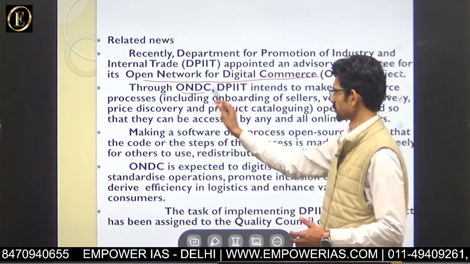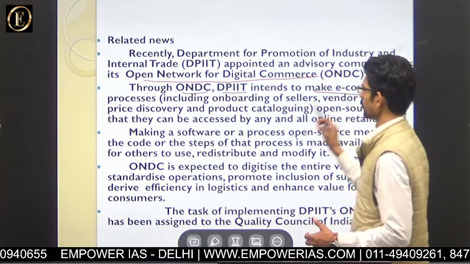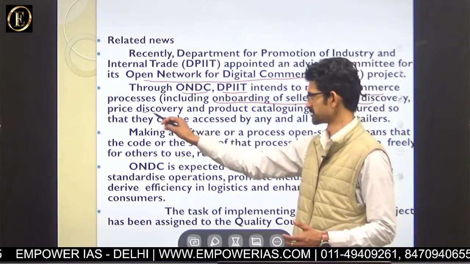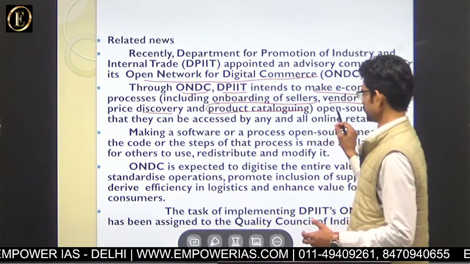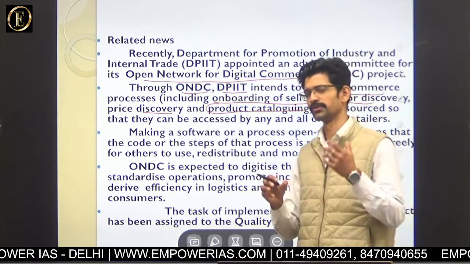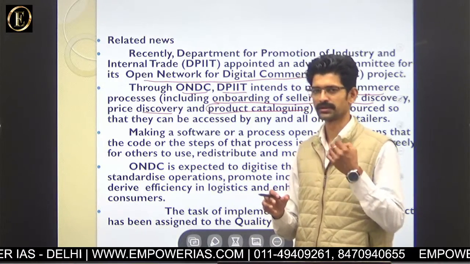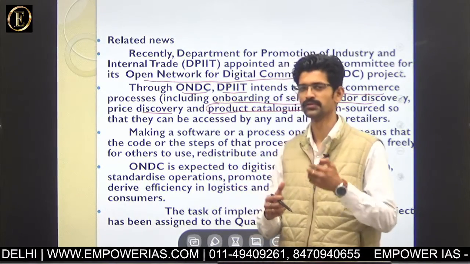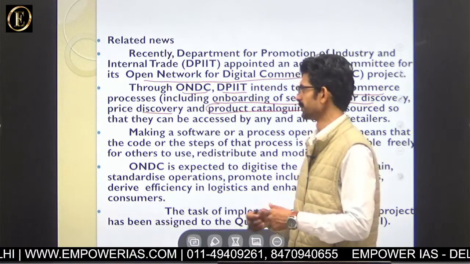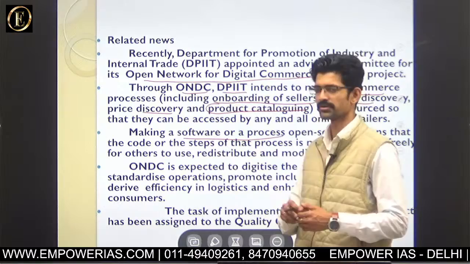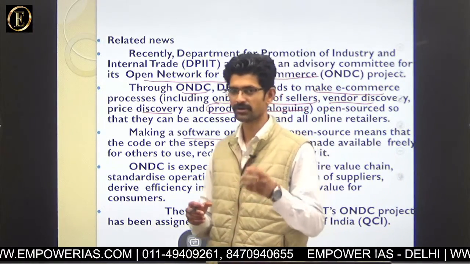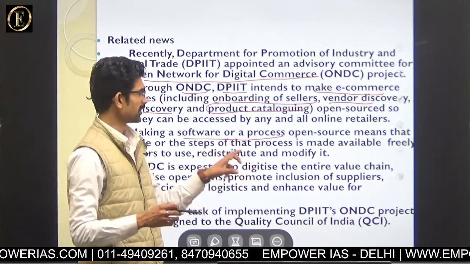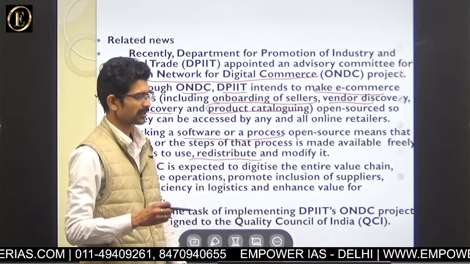Through the Open Network for Digital Commerce, DPIIT intends to make the e-commerce process, including onboarding of sellers, vendor discovery and price discovery, product catalog, and open source marketing, available for the purchasers, यानी कि जो भी उपभोक्ता हैं, खरीदार हैं ऑनलाइन प्रोडक्ट्स के, उनके लिए, they are having all the products in the online mode with all the related information in their hand. Further, making a software or process for the product availability, its details and all the quality guarantees of the standards of the product is also provided and made freely available for all to use, redistribute and modify.